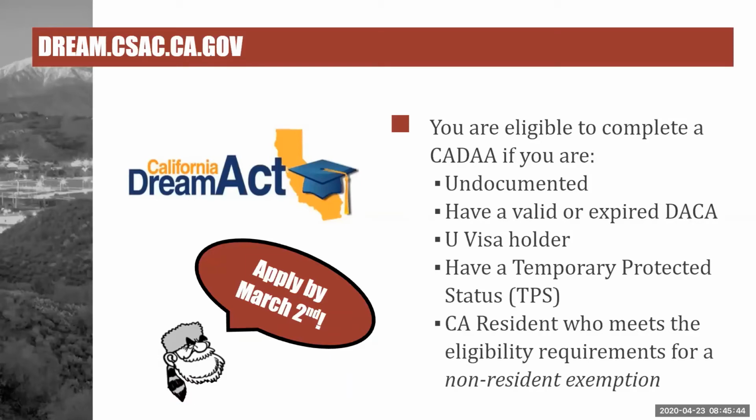Like the FAFSA, students who complete the California DREAM Act application are encouraged to apply by March 2nd of every year. Students must also include Mount SAC's school code on the California DREAM Act application. Our school code for the California DREAM Act application is 00124500.